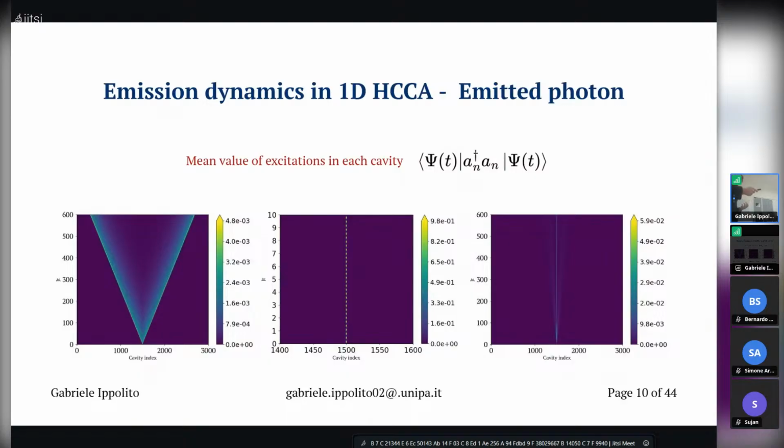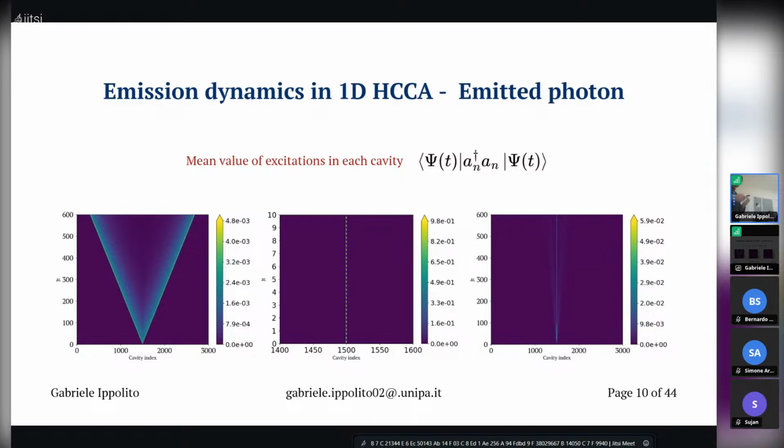For example, if we are in the weak coupling regime and observe spontaneous emission, we see this. On the x-axis we have the cavity index, basically the chain of cavities. On the y-axis we have time, and we are observing how the photon spreads and propagates along the chain. The reason why we observe two bright lines is that if we set an atomic frequency, we have two resonant modes: one corresponds to the photon that propagates rightward, and the other leftward.